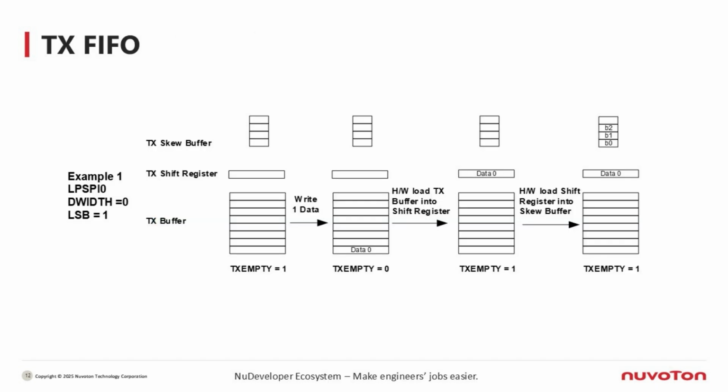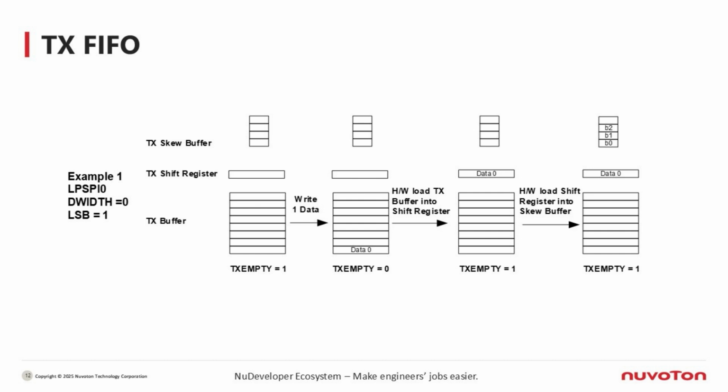Let's talk about how the TX FIFO works. In the diagram, from left to right, we have 3 layers: TX buffer, then TX shift register, and finally TX skew buffer. We also have two status flags, TX empty and TX full, to show the FIFO state during transmission. Let's go through two examples. Example 1. Writing a single piece of data.